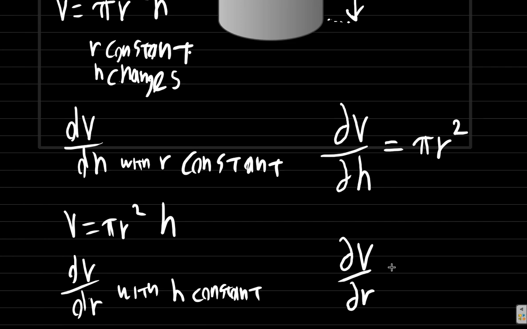So, here, what would delta V by delta r be? Well, use the power rule. You bring the power down forward, multiply, and then reduce the old power by 1 to get the new power, as you remember. So it's 2 pi r to the 1 times h. So that's the partial derivative of the volume with respect to the radius, because you make the height h constant. Alright?